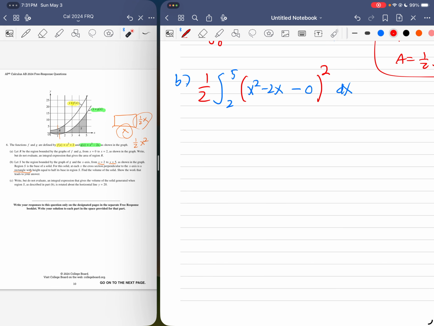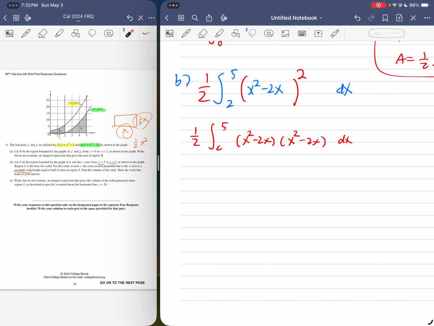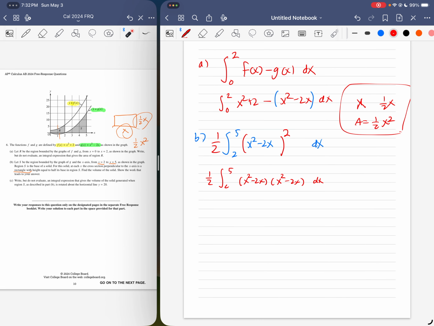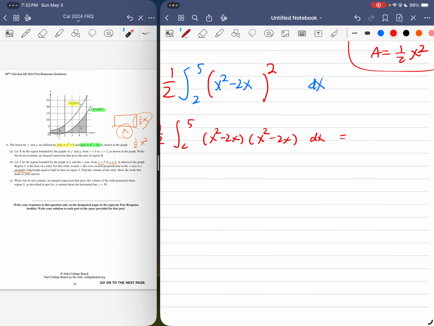Okay, so let's evaluate. 1/2, keep that in mind. This one minus 0, we don't care. So do you see this squared? This one does not go right here. First, you have to write down x squared minus 2x, x squared minus 2x dx. Let me erase this so that it looks better. Well, when you do this, keep that in mind.